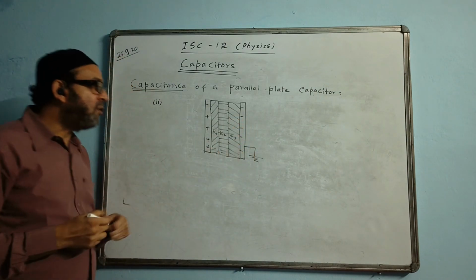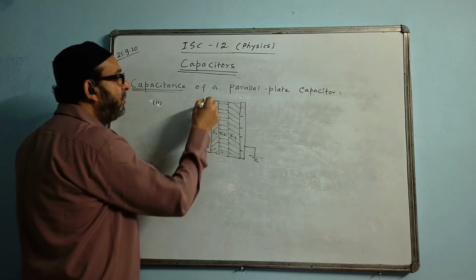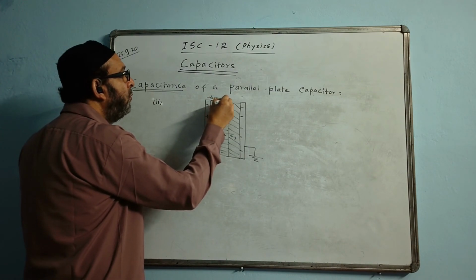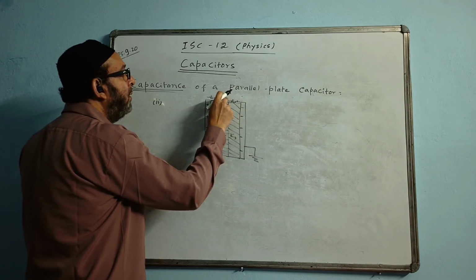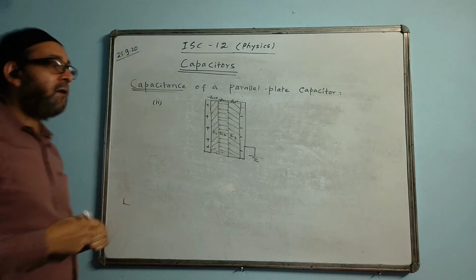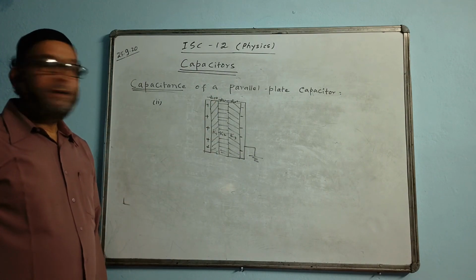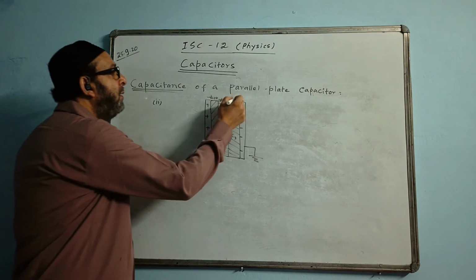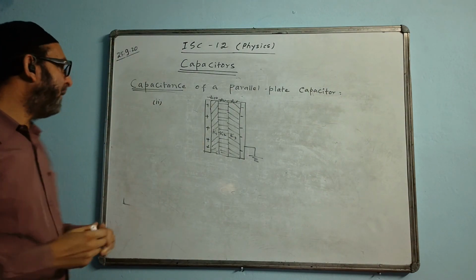The values of their dielectric constants are K1, K2, K3. And the thickness of this dielectric slab is T1. This is T2, this one is T3. T1 is the thickness of the first slab, T2 is the thickness of the second slab, and T3, the last one, is the thickness of the third slab. Now what change will take place in capacitance?